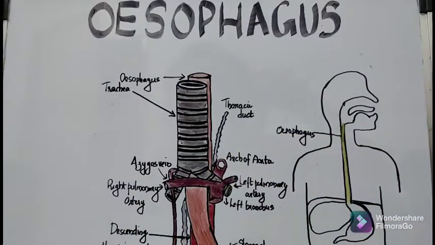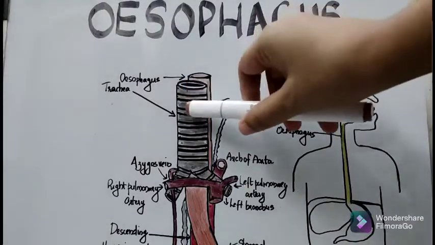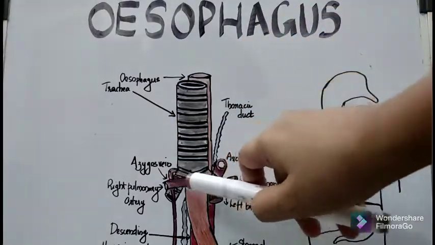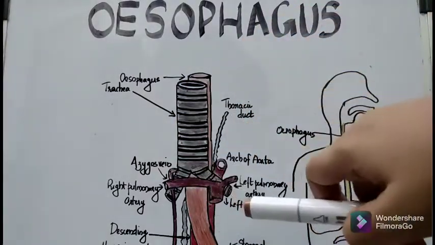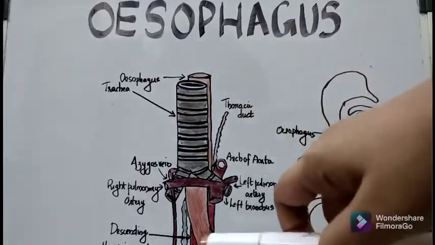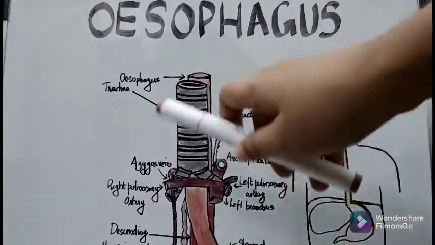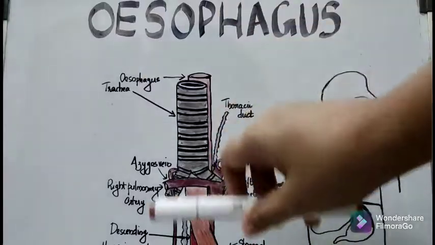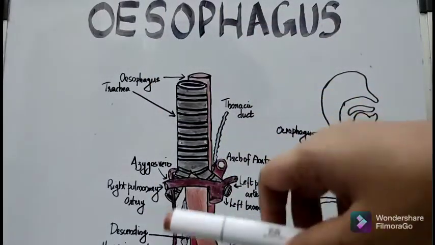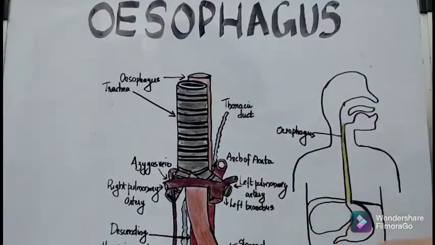So these are the anterior relations of the thoracic part of the esophagus. It is related to the trachea, the right pulmonary artery, the left bronchus, the pericardium with the left atrium, and also the diaphragm. These are the anterior relations. Now we will discuss the posterior relations.